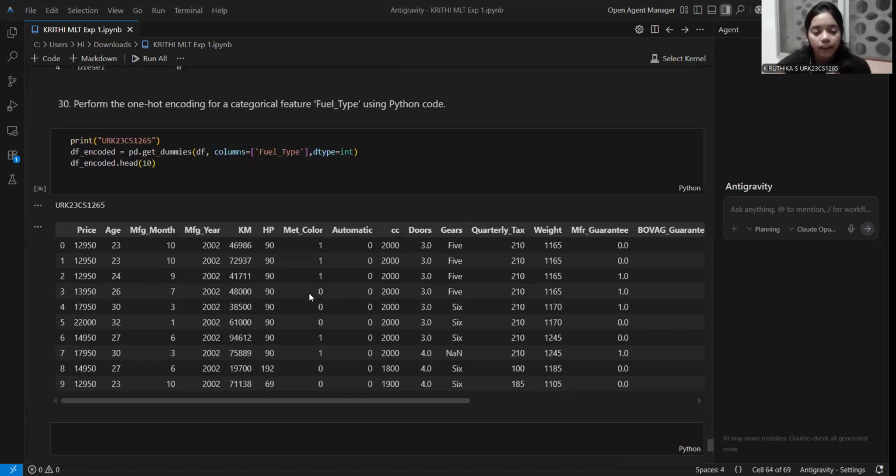And then the final conclusion is: in this experiment, we performed exploratory data analysis, visualized data distribution and relationships, detected outliers and skewness, handled missing values, removed duplicates and irrelevant data, applied normalization and encoding techniques. These steps help prepare clean and structured data for machine learning models.